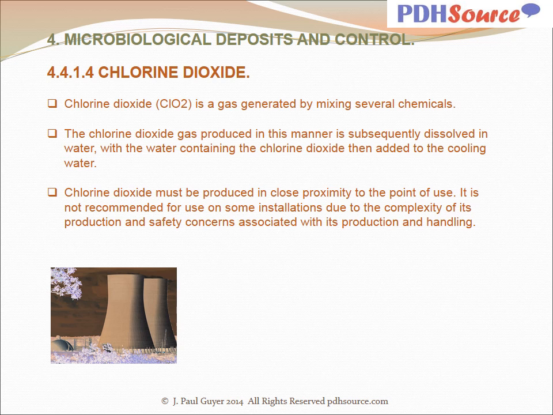Chlorine dioxide is a gas generated by mixing several chemicals. The chlorine dioxide gas produced in this manner is subsequently dissolved in water, with the water containing the chlorine dioxide then added to the cooling water. Chlorine dioxide must be produced in close proximity to the point of use. It is not recommended for use on some installations due to the complexity of its production and safety concerns associated with its production and handling.